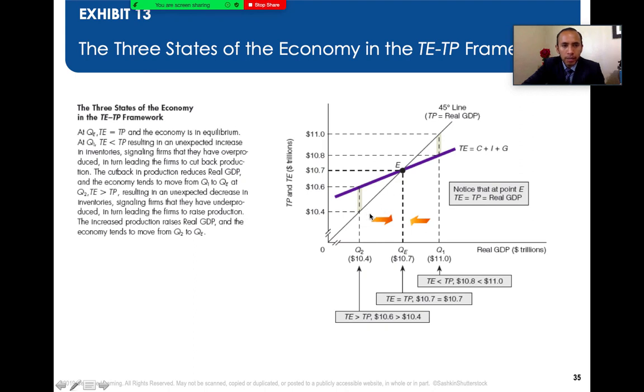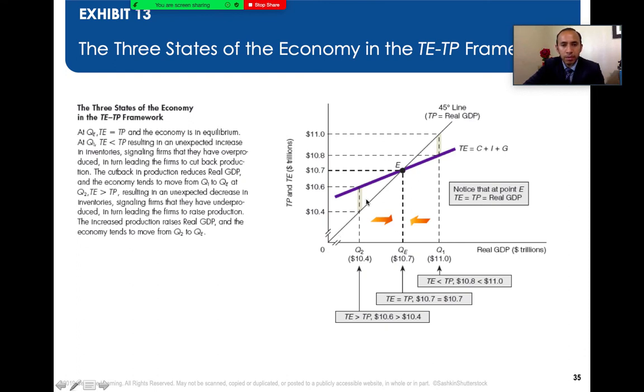So the economy at point E is in equilibrium, where your total expenditure, represented by the total expenditure purple line, TE, covers consumer expenditure, investor expenditure, government spending, and later on it's going to cover also the international spending. And at this level of prices, total expenditure is 10.7 trillion, and the level of GDP produced is 10.7 trillion.